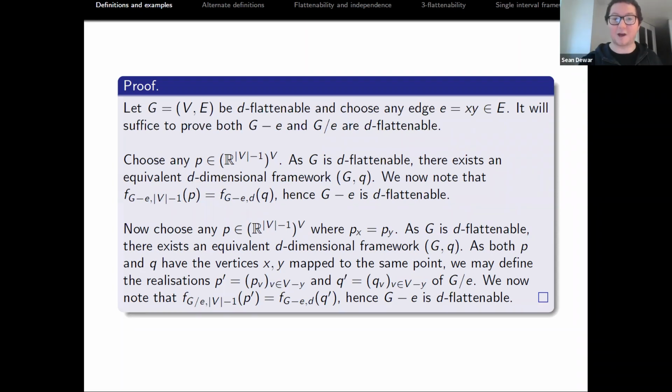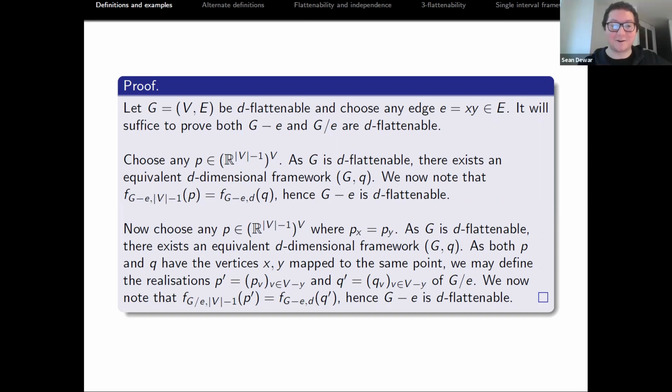Got a question in the chat. Typo where? Probably a typo, but I'm not sure. The last line twice. We now note that, hence, what's twice? Should it be not G minus E, but G divided by E? Yeah, it should be G slash E. Yes, it should be. Yeah.